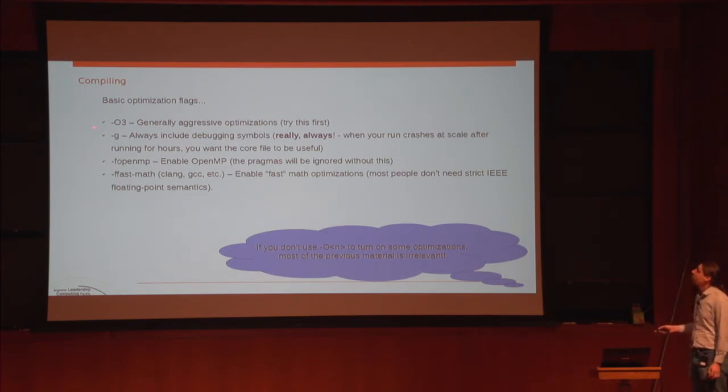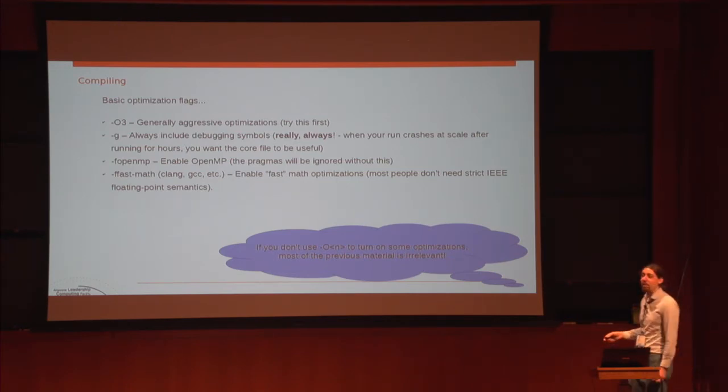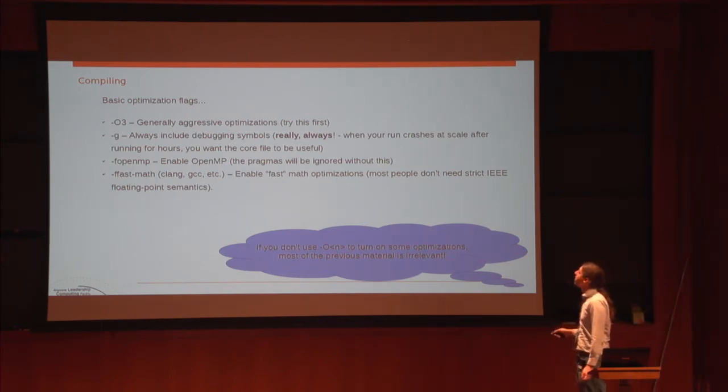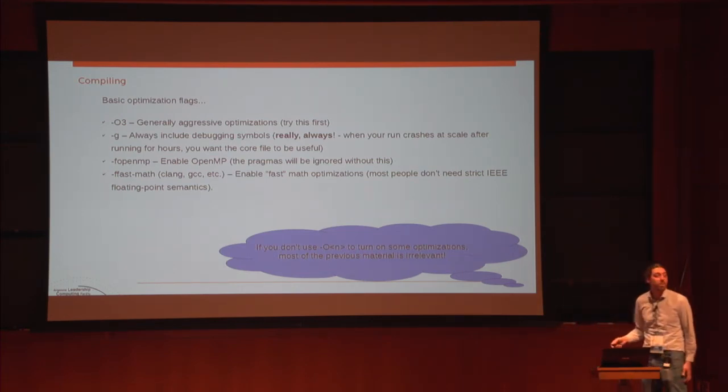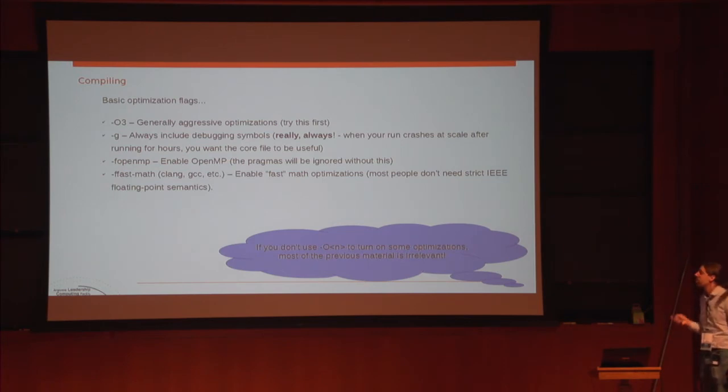I also always recommend using -g, which turns on debugging symbols. Especially if you're on a large-scale system. It's really annoying when your code runs for many hours and then crashes and you don't know why. When your code crashes and you get a core dump, if you have debugging symbols in your executable, you can hopefully figure out at least where it crashed. And if you don't, then you're stuck.